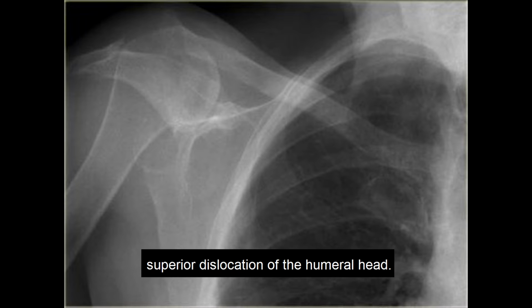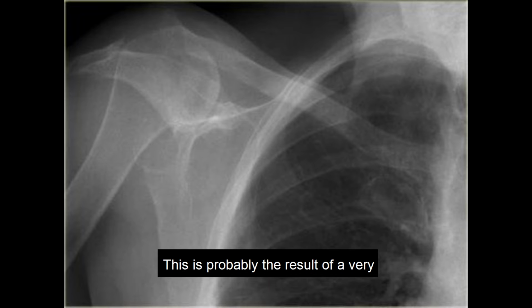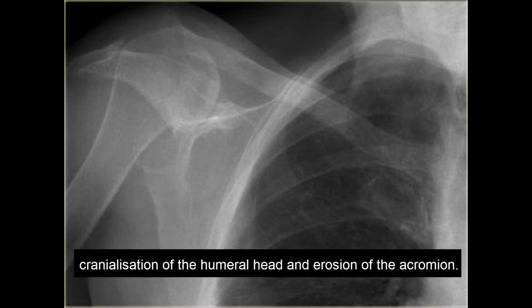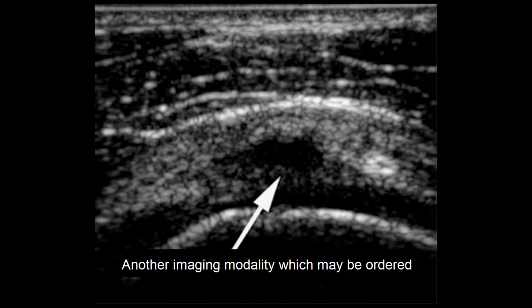The next image, moreover, is a superior dislocation of a humeral head. This is probably the result of a very long-standing rotator cuff tear with progressive cranialization of the humeral head and erosion of the acromion. Another imaging modality which may be ordered in rotator cuff tear is ultrasound.